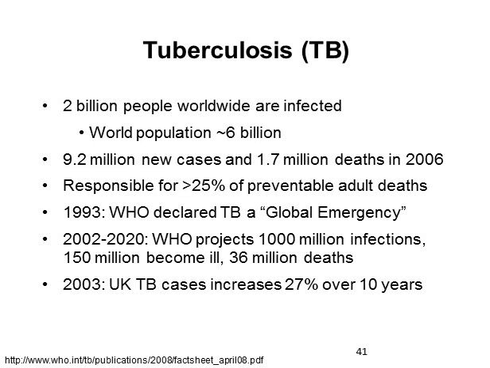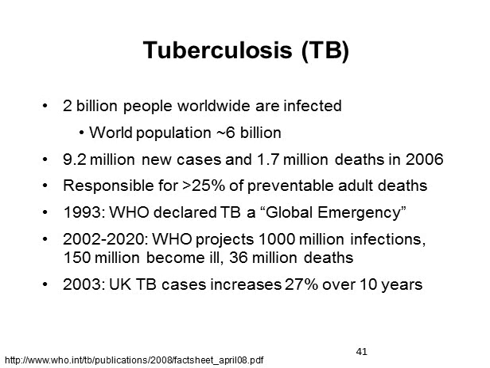TB is a major health problem worldwide. 2 billion people are affected, and the world population is around 6 billion. That gives you an idea of how many people are actually affected here. There are 9.2 million new cases and 1.7 million deaths 10 years ago in 2006 due to TB, and in that year it was responsible for over 25% of preventable adult deaths.